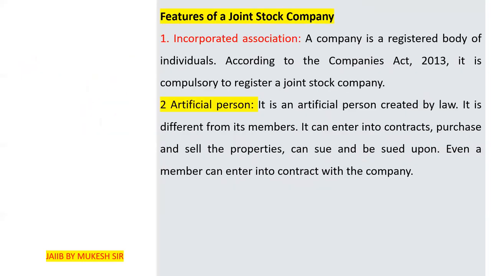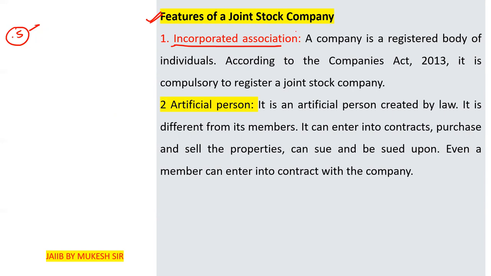Now, what are the features of a joint stock company? We have to discuss that. In the examination, they directly ask a 0.5 mark question: which one of the following is a feature of a joint stock company, or which one of the following is not a feature of a joint stock company? So you have to remember that. What are the features of a joint stock company? First one, that is incorporated association.